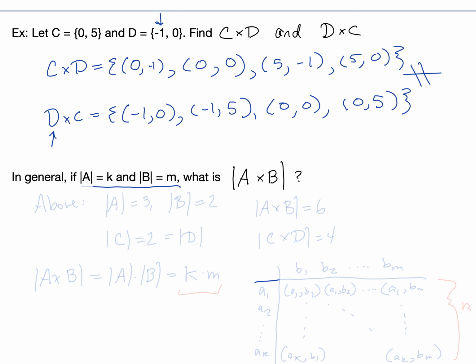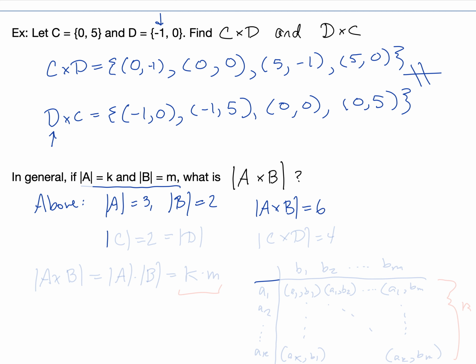And in general, if the cardinality of A is K and the cardinality of B is M, what is the cardinality of A cross B? So we saw 2 examples above. One example above had the cardinality of A equal to 3 and the cardinality of B equal to 2. We ended up with 6 ordered pairs in that case. The cardinality of A cross B, if you take a look above, was 6.